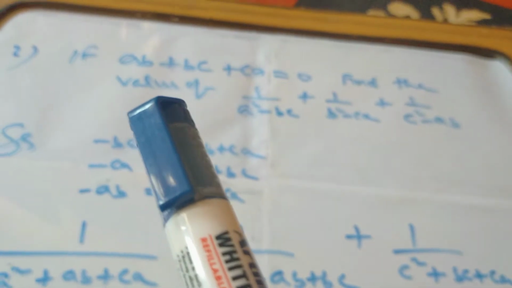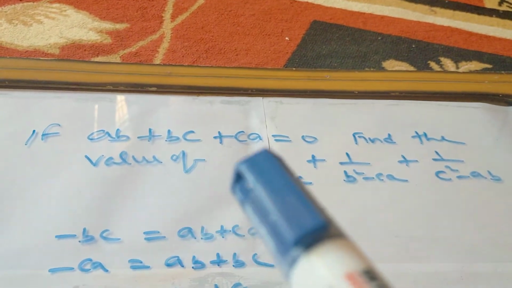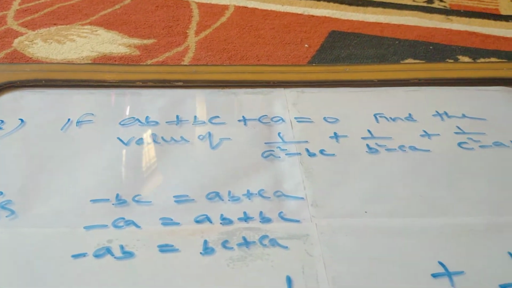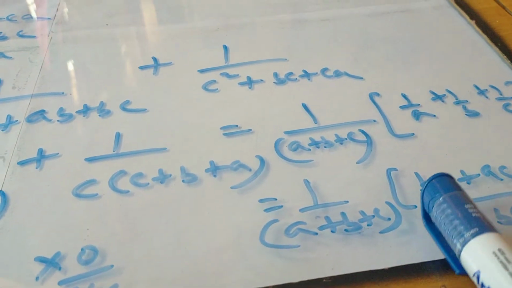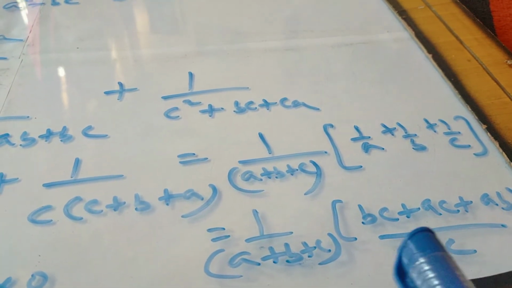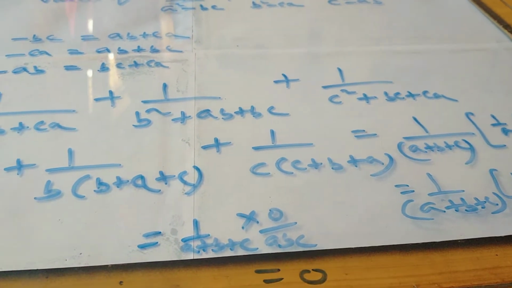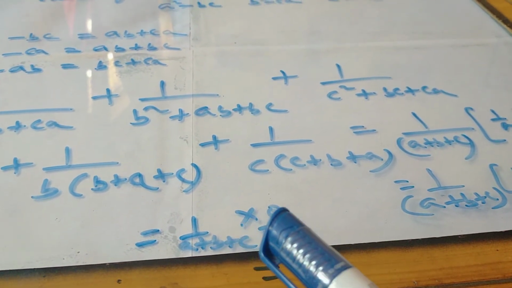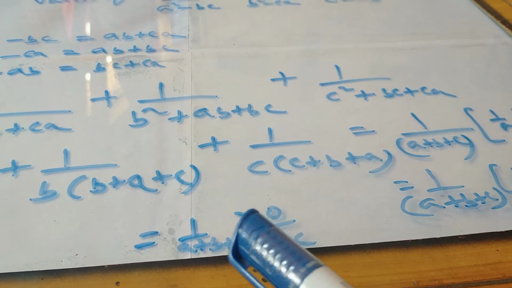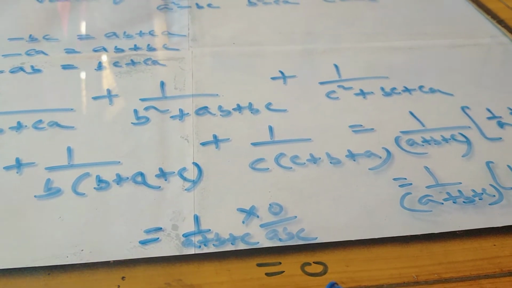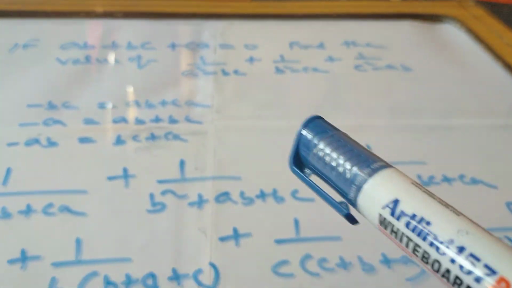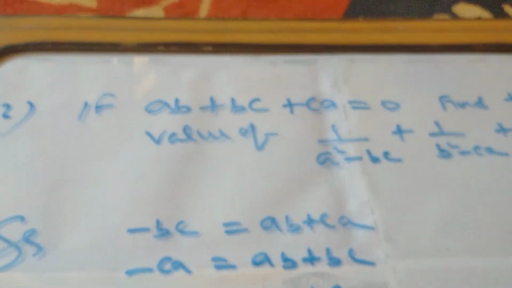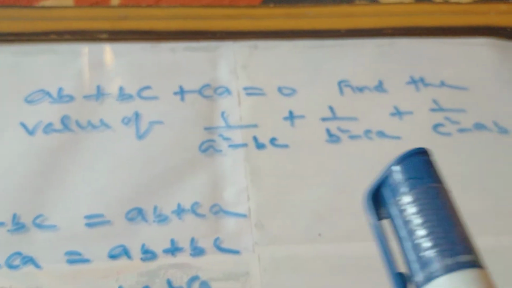The given part is AB plus BC plus CA. So in place of that you can write 0. So students, in place of this BC plus AC plus AB, I can write 0. So it will be 1 upon A plus B plus C multiplied by 0 upon ABC. If 0 is multiplied to any number, everything is 0. So your answer is 0 only. So finally, this portion will give the answer 0. Means your given part, this finding value, your answer is 0.